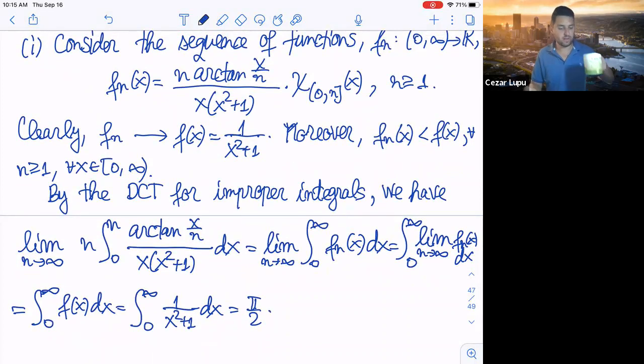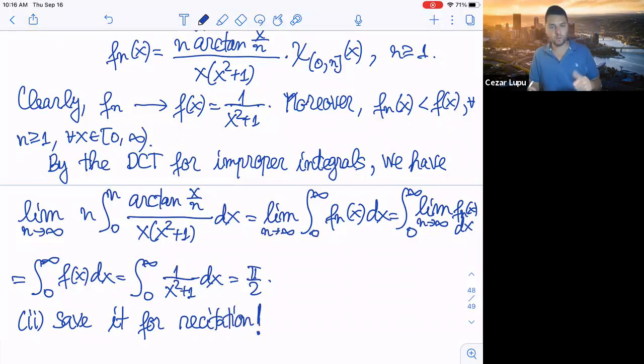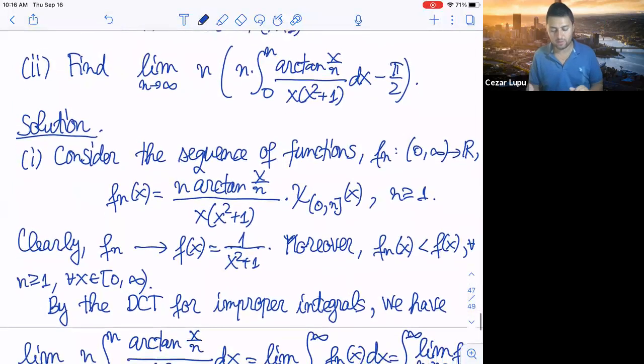But now the second part is a little bit tricky. Maybe I'll save the second part for the recitation. I think it's better for me to do that. So the second part, I will not forget about it. Let's save it for the recitation. Here we have to do something with this integral. You see, I have, so this will converge to 0, obviously.